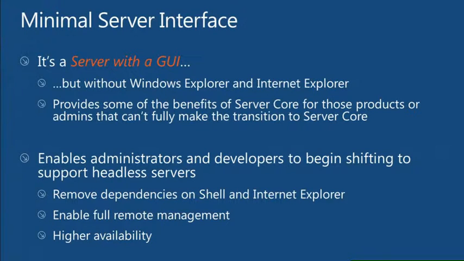When you convert from server with a GUI down to server core, you're uninstalling about 4 gigabytes worth of functionality. When you convert from server with a GUI down to minimal server interface, you're uninstalling about 300 megabytes. So that's why you get some of the patching benefits, but there's still a lot of functionality that's installed that you would not have with server core. So really, it's full server without Windows Explorer, Internet Explorer.